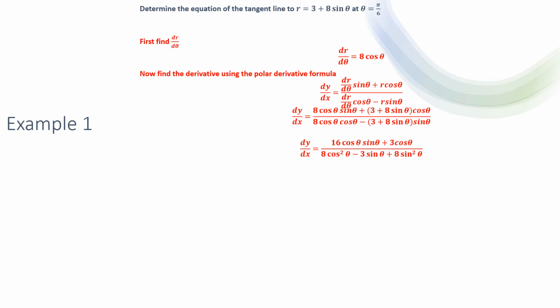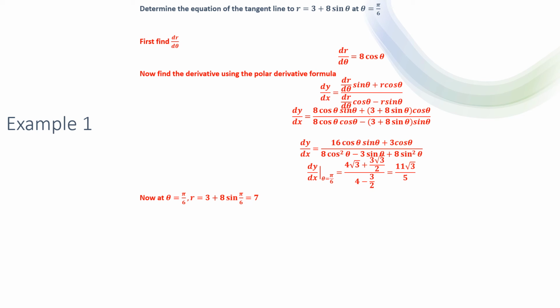Once I distribute all of that out and add my like terms, I get (16 cos θ sin θ + 3 cos θ) all over (8 cos²θ − 3 sin θ − 8 sin²θ). And then if I want to find that at θ equals π over 6, I plug in π over 6 using my unit circle. I get (4√3 + 3√3/2) over (4 − 3/2), which reduces down to 11√3 over 5.